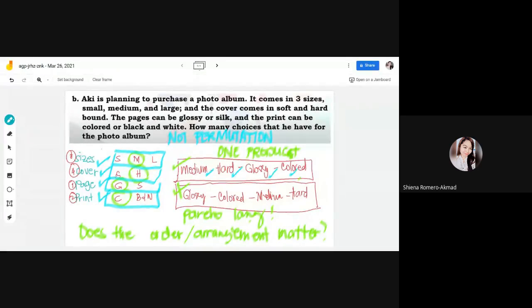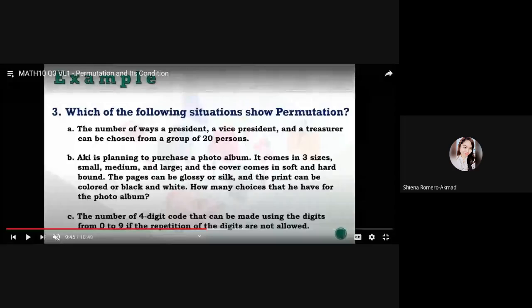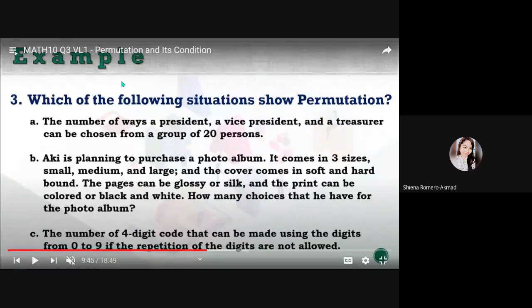The number of 4-digit code that can be made using the digits from 0 to 9 if the repetition of the digits are not allowed. Sa tingin nyo, for letter C, ay, di ba pala ako nakapag-share? So for letter C, it is permutation or not? Sa tingin nyo, permutation yan? Sa C.